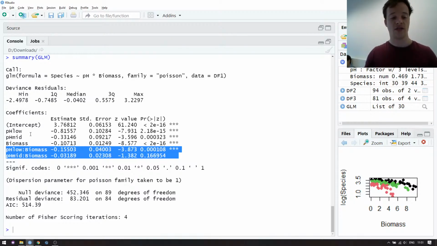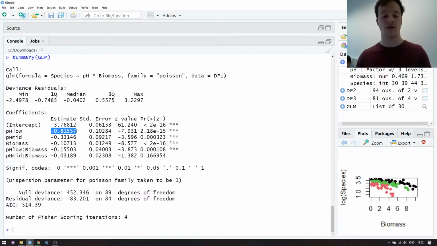Now, how to interpret this? There is a reference group, right? If you don't specify anything, it will use the first letter in the alphabet, which happens to be H. So pH high is the reference group if you don't change it. That's fine. Then it compares everything with pH high and a biomass of 0. And it says, okay, if your pH is low, you start out lower. If your pH is mid, you also start out lower. And for every unit increase in biomass, if you are pH high, you will go down by 0.1, on this scale.